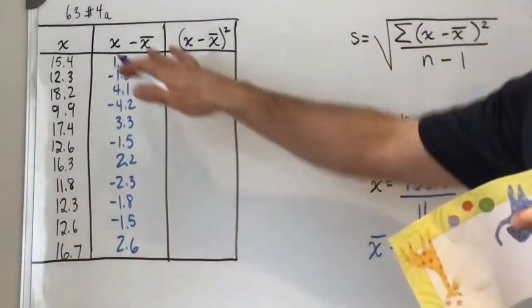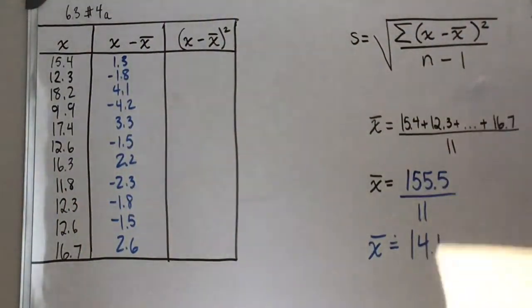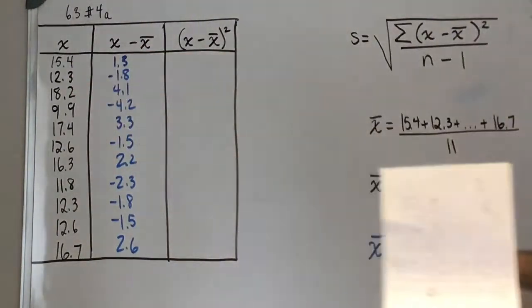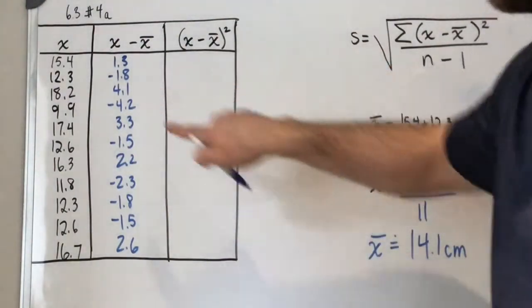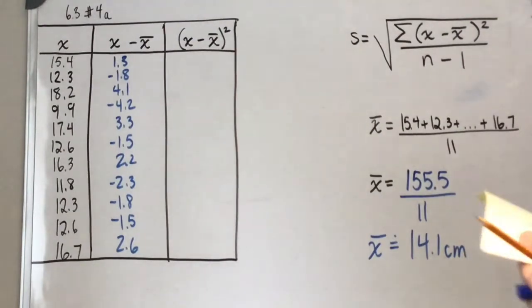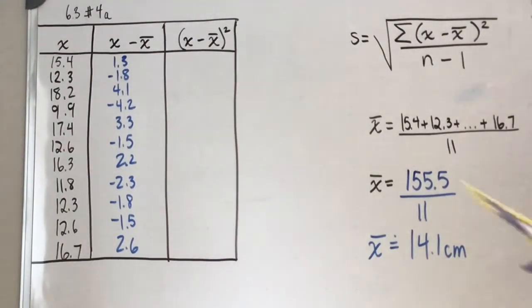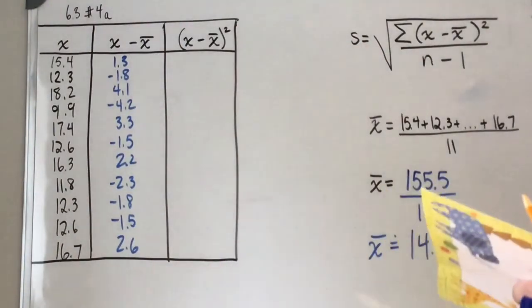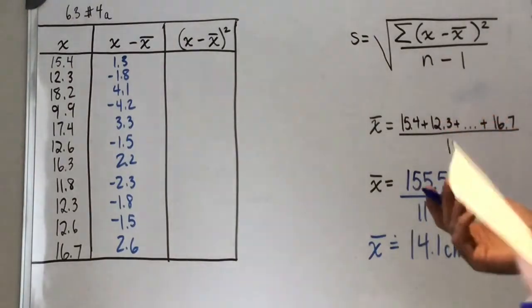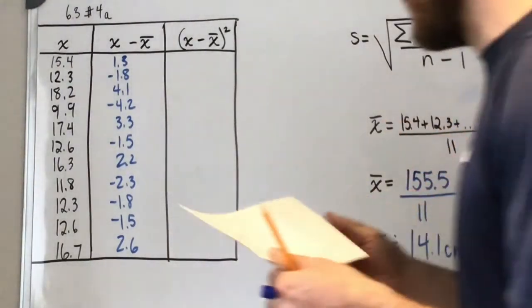Okay, so this entire column here, all I did was take the x value and subtract 14.1 from it. You can see any value that was below 14.1 had a negative value here. Anything above ended up with a positive value in our table. So just some subtraction to start. And if we square this list of values, we're going to end up with an all positive set of values. So I'll write those in here.